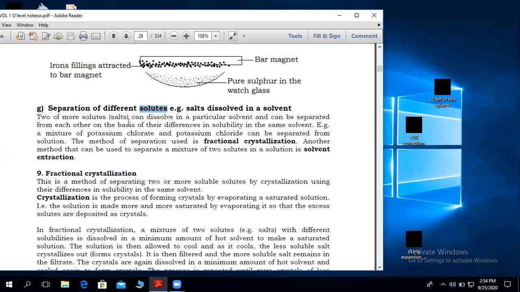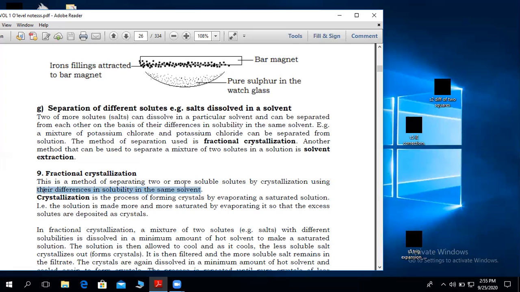Two or more solutes that can dissolve in a particular solvent are separated from each other on the basis of their difference in solubilities. For example, a mixture of potassium chlorate and potassium chloride can be separated from the solution by fractional crystallization. So what is fractional crystallization? This is the method of separating two or more solutes by crystallization using their differences in solubilities.